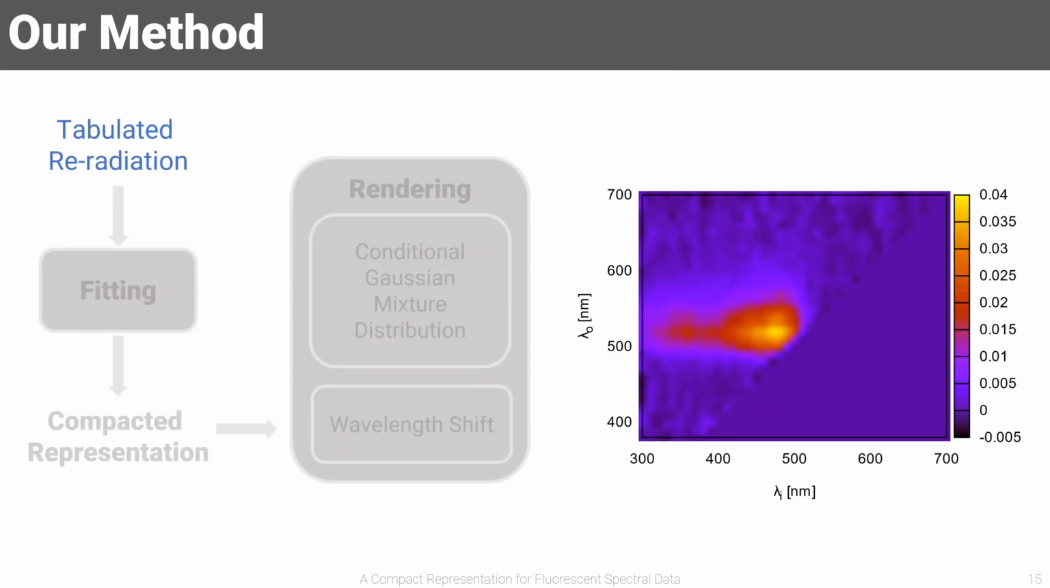Let's dive into our proposed method for solving this matter. Our pipeline starts with tabulated reradiation data. In previous work, it is fully stored in memory and used directly in the wavelength sampling. We are now focusing on fitting this reradiation cluster. Notice the diagonal is removed here because it is a place where no fluorescent event will occur.